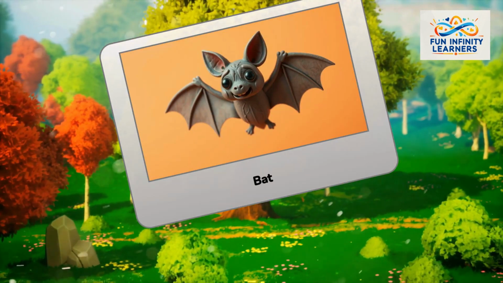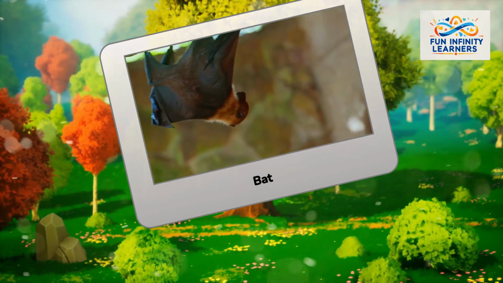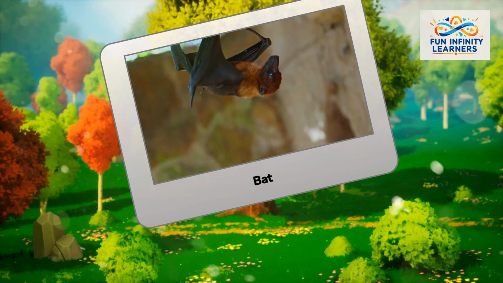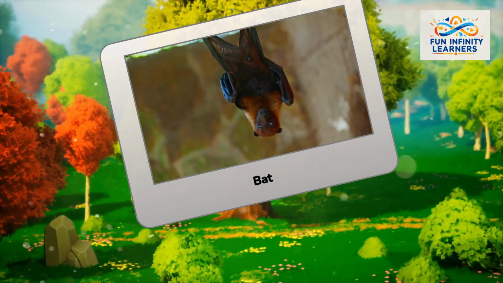This is a bat. B-A-T. Bat. This is a bat.